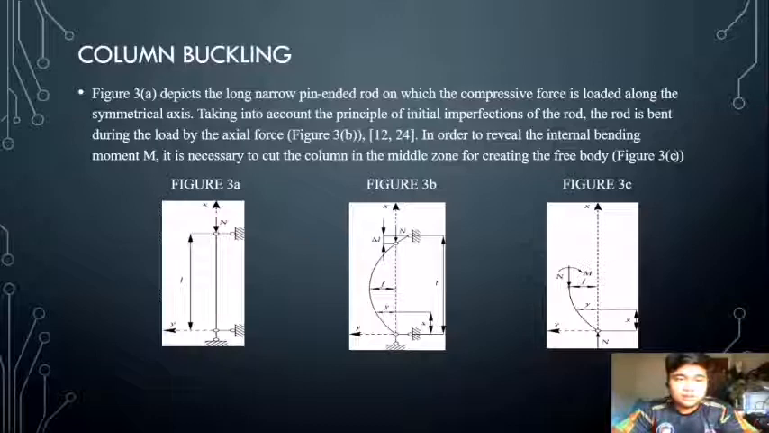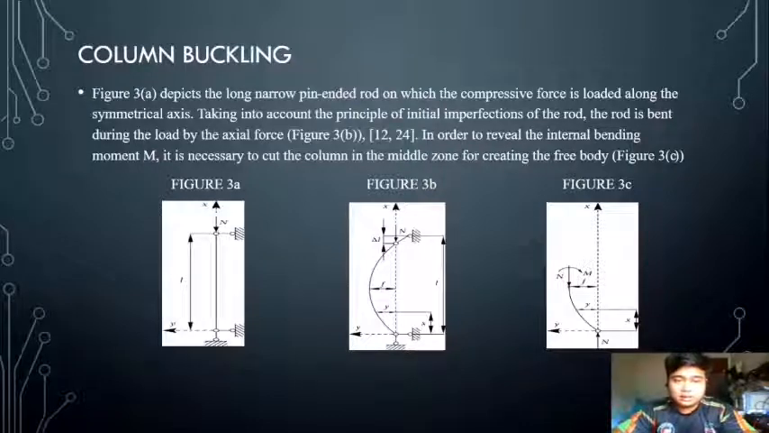The third one is the column buckling. As we can see, figure 3a depicts the long narrow pin-ended rod on which the compressive force is loaded along the symmetrical axis. Taking into account the principle of initial imperfection of the rod, the rod is bent during the load by the axial force, like figure 3b, in order to reveal the internal bending moment.